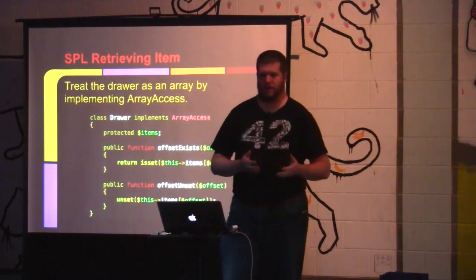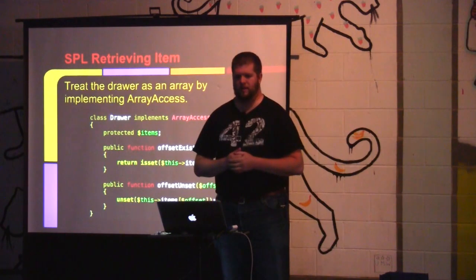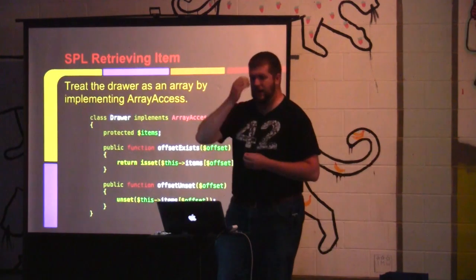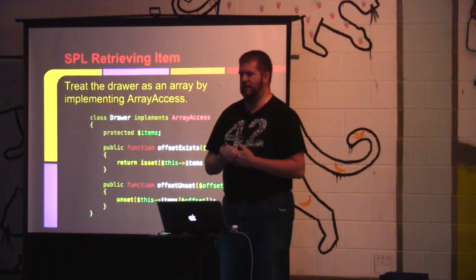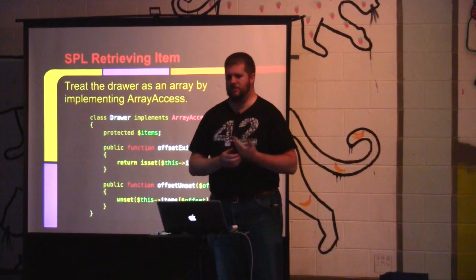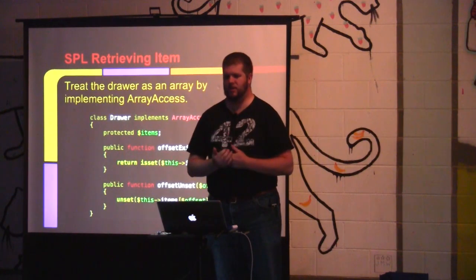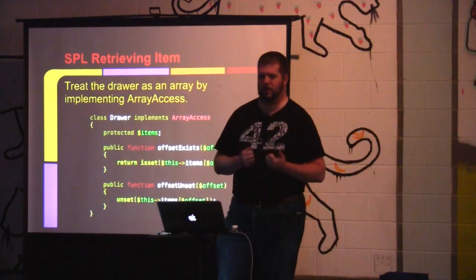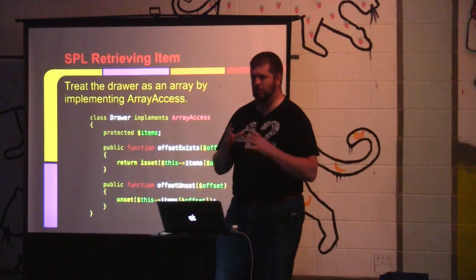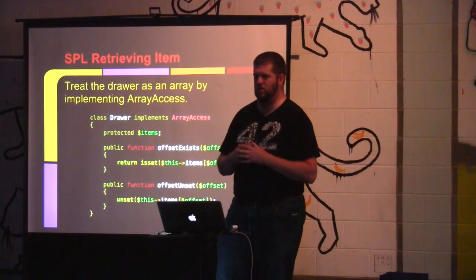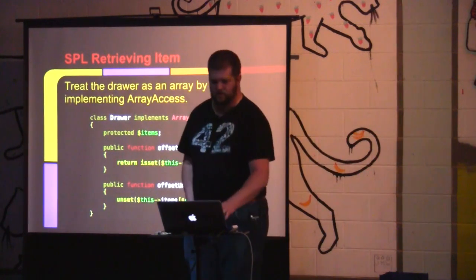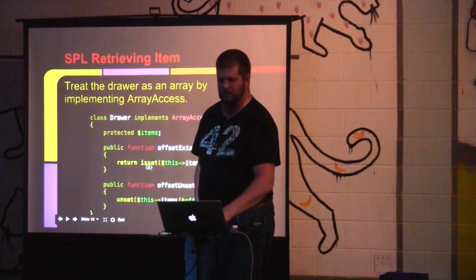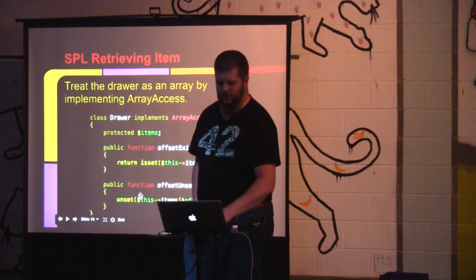Or we can use another SPL interface called ArrayAccess. So we tell it our drawer implements ArrayAccess, and ArrayAccess has 4 methods that we have to define. It has offsetGet, offsetSet, offsetExists, and offsetUnset. So these provide a way for us to deal with the drawer as though it was an array directly. Instead of calling a method, we can just use square brackets at the end of our drawer object. So these are pretty simple ones. offsetExists is pretty much just doing a check to see if it's set, so we don't end up with notices or anything like that.